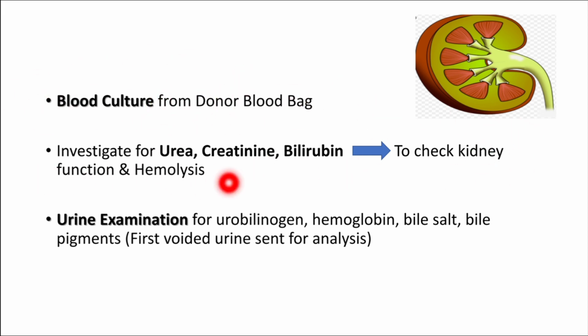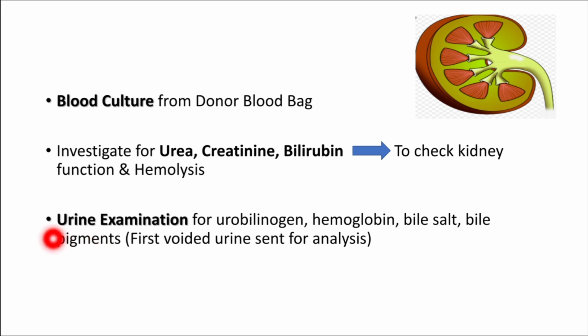You have to check the kidney function as well. For that you need a serum from which urea, creatinine and bilirubin estimation can be done. If your kidney is not functioning properly, then your urea and creatinine will be elevated. And suppose you have hemolysis, then your bilirubin will be increased. So for the kidney, you need to do urea and creatinine, and to check for hemolysis, you need to investigate bilirubin. In hemolysis, the bilirubin will be raised.